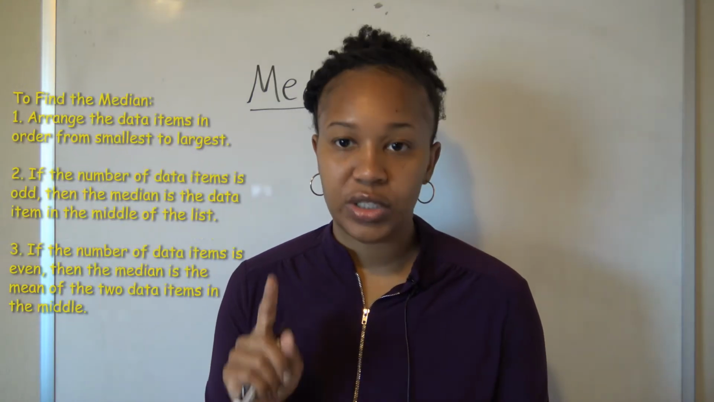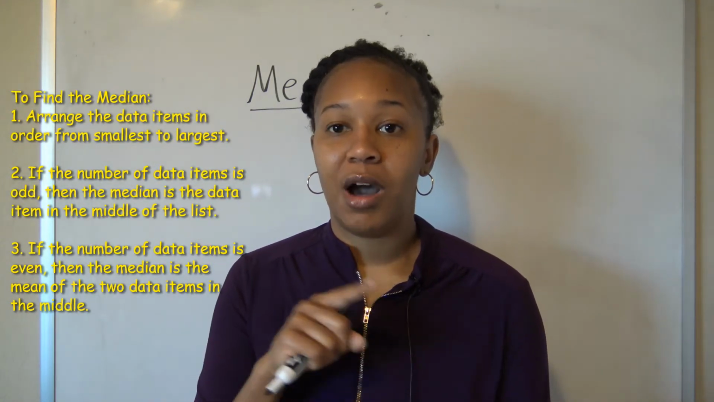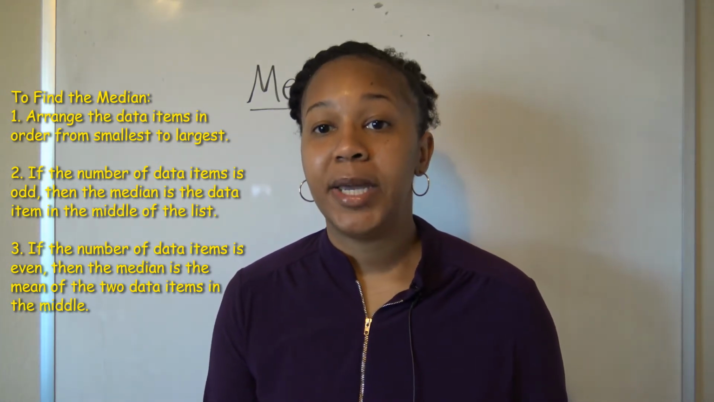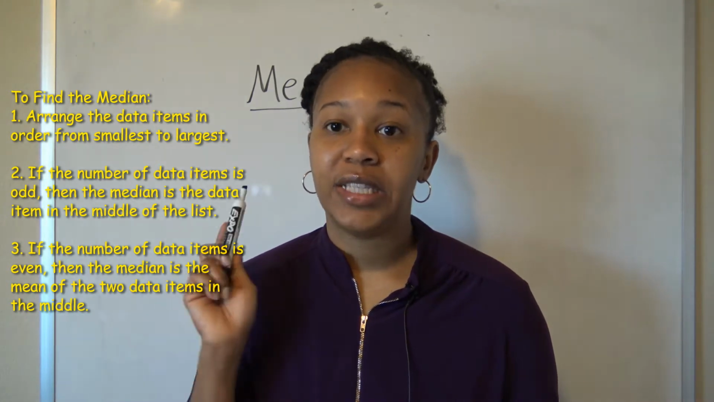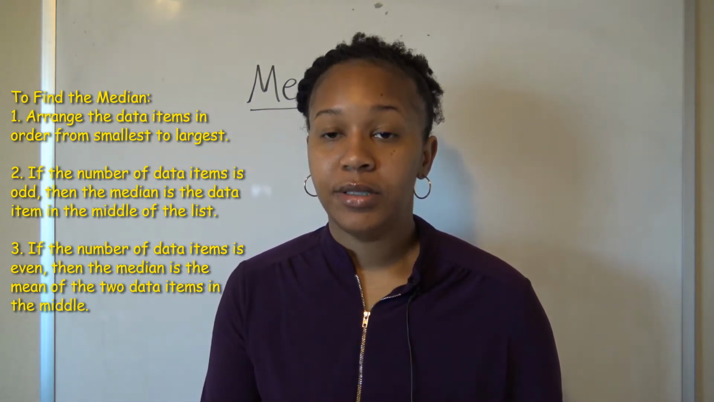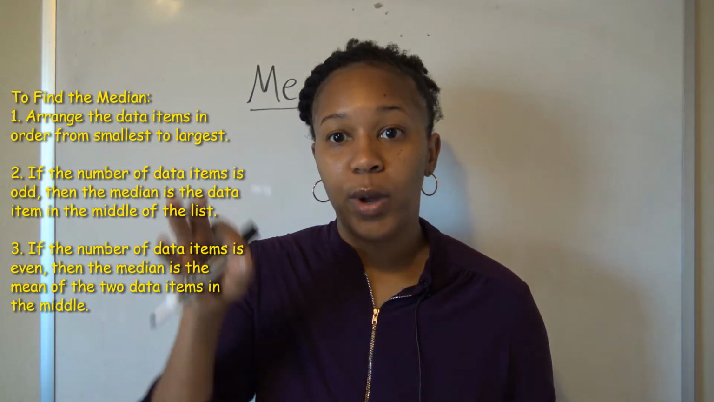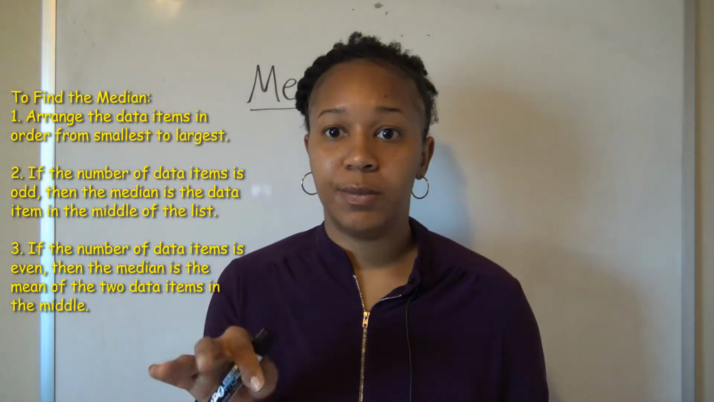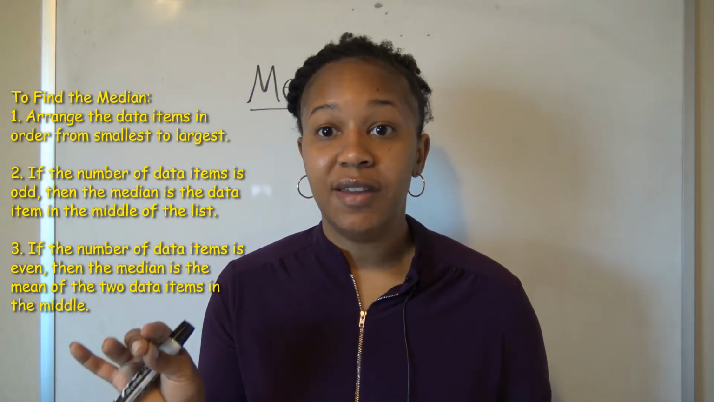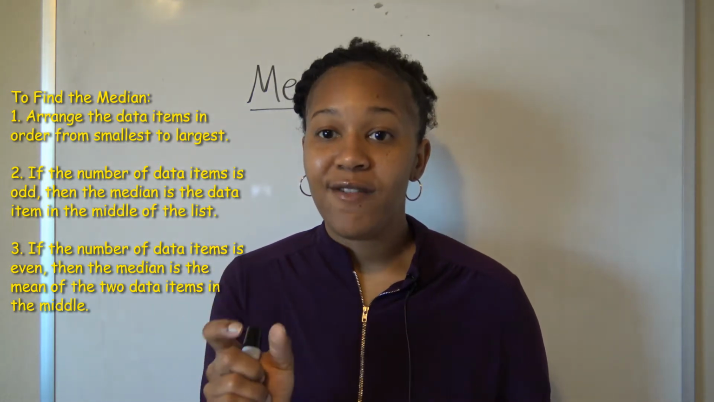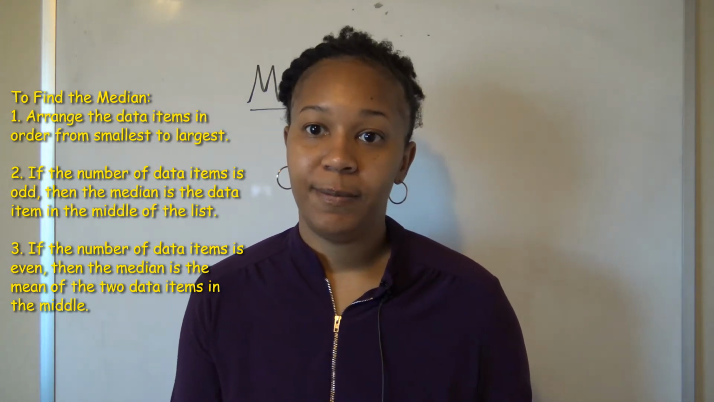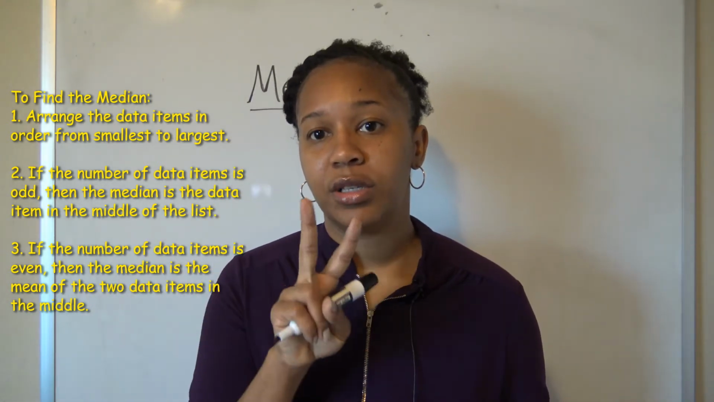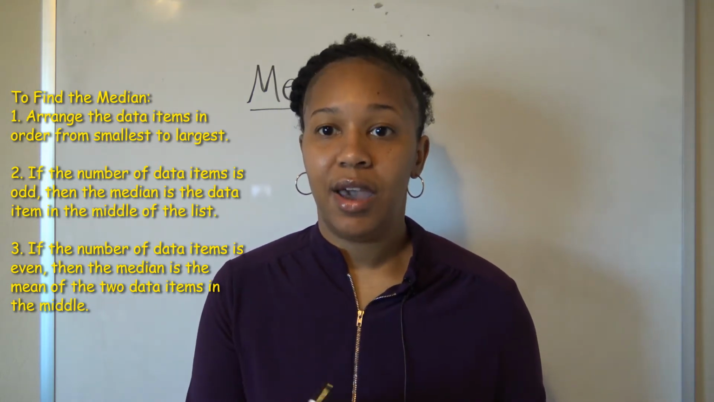The first thing you have to do is arrange the data items in order from smallest to biggest, okay? Once you put them in order, then you want to look to see how many items you have. If there is an odd number of data items, then the number directly in the middle would be the median, alrighty? If there is an even number of data items, then the average of the 2 numbers in the middle will be the median. So if you have an odd number, it's going to be 1 number in the middle. If you have an even number, there's going to be 2 numbers in the middle, and you have to take the average of those 2 numbers.